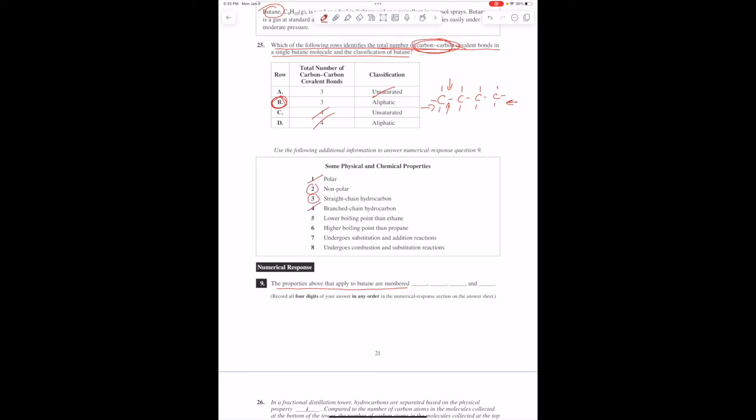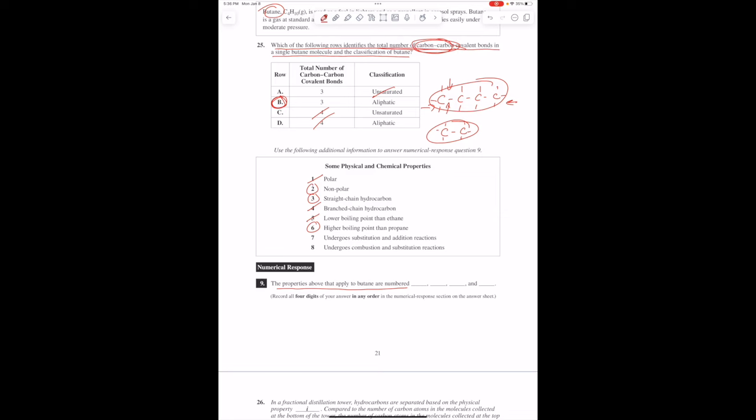Okay, lower boiling point than ethane. Remember, when you have what's called a homologous series, the more carbons, the higher the boiling point. So this has 4 versus that, so it's gotta be a higher boiling point. And it undergoes a substitution and an addition reaction, undergoes combustion and substitution.